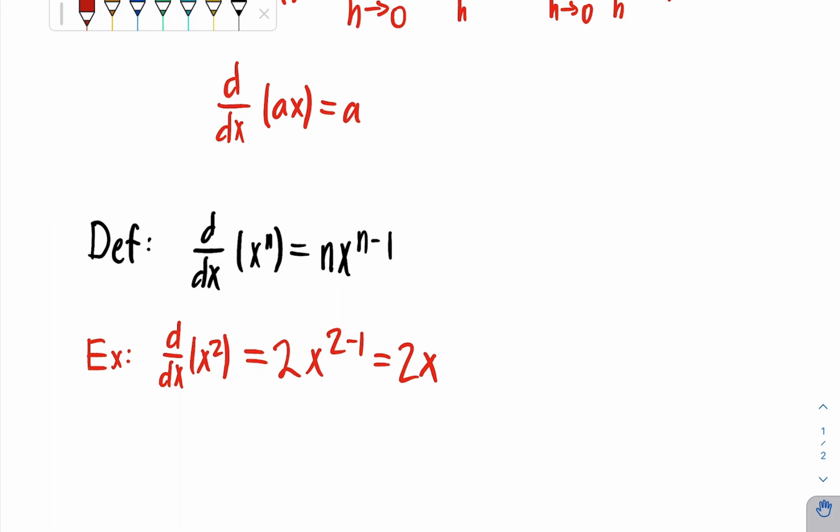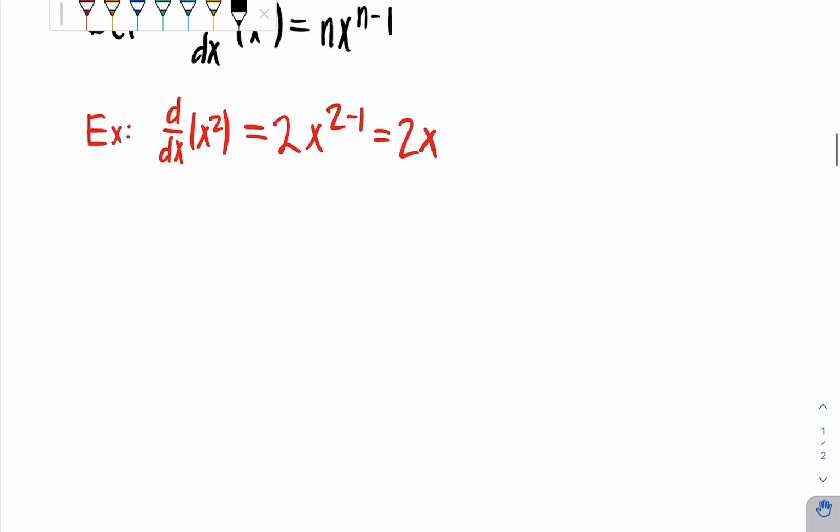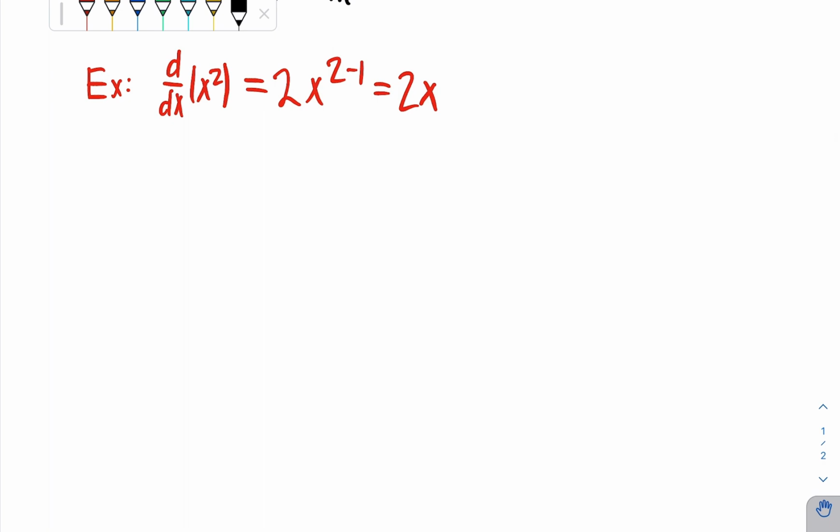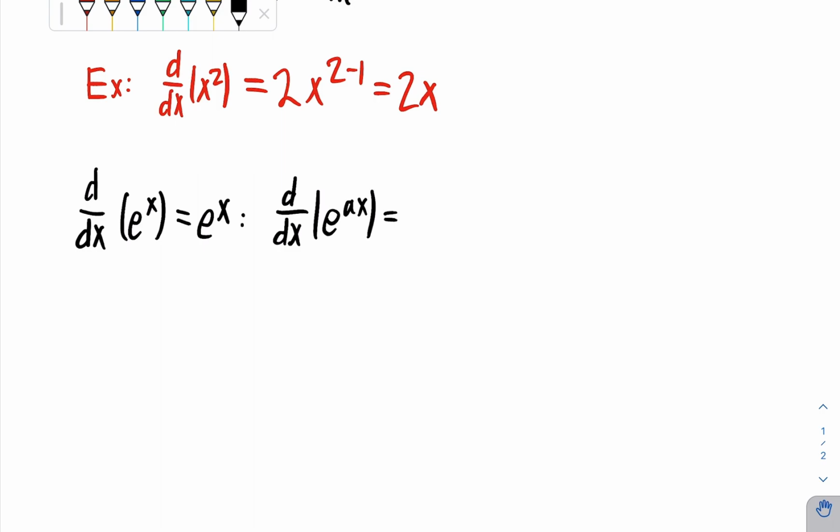Now we have a couple more definitions that we want to get done, just so that we get all of our different derivatives that we have. If I take the derivative of e to the x, that is going to be e to the x. So the derivative of e to the x is itself. That's a very important fact that we have. And we can generalize this such that the derivative of e to the ax is equal to a e to the ax.